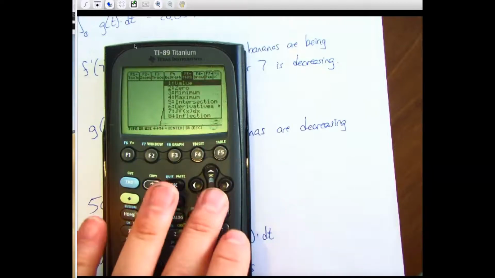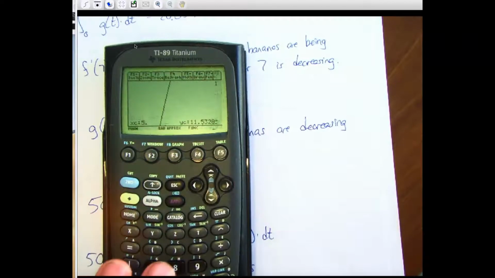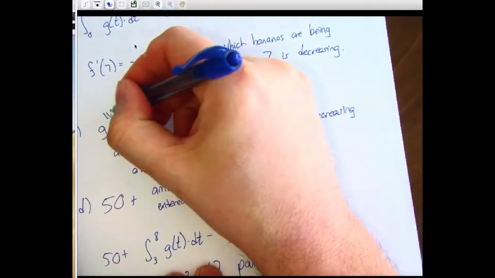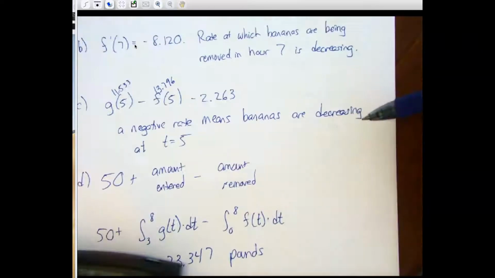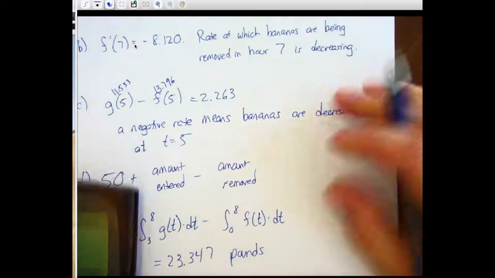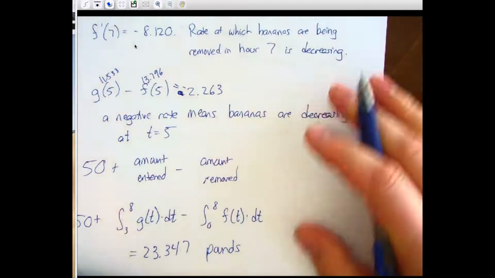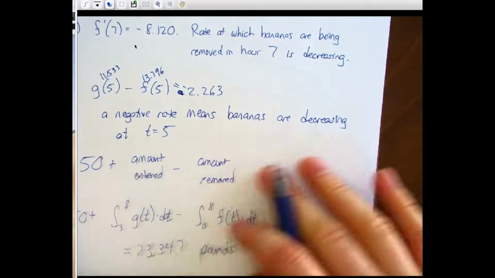And I want to know what happens at 5, so I want to find the value at 5, so we'll see if we can find it. 11.533. And if you subtract those, that's where I'm getting the negative 2.263 from. And a negative rate means bananas are decreasing at t equals 5. So at that moment in time, more bananas are leaving than are entering.